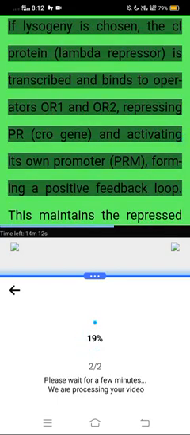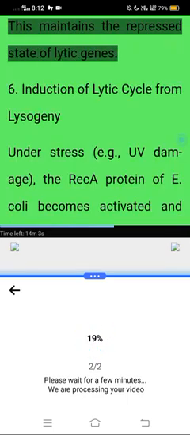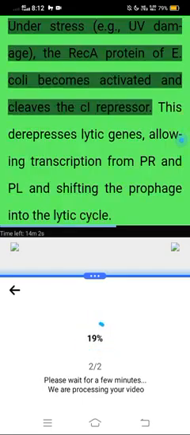If lysogeny is chosen, the CII protein, lambda repressor (cI), is transcribed and binds to operators OR1 and OR2, repressing the PR promoter and activating its own promoter PRM, forming a positive feedback loop. This maintains the repressed state of lytic genes. 6. Induction of lytic cycle from lysogeny.